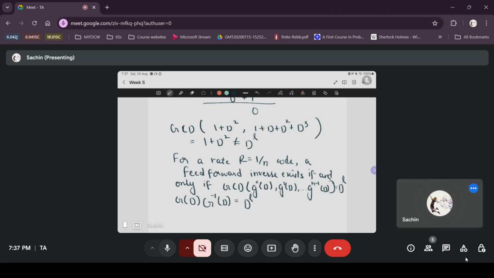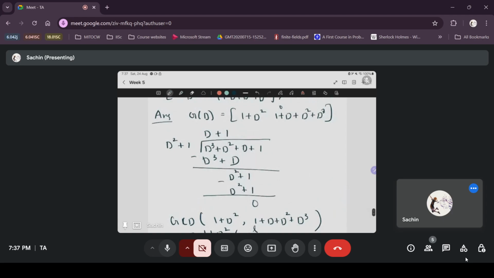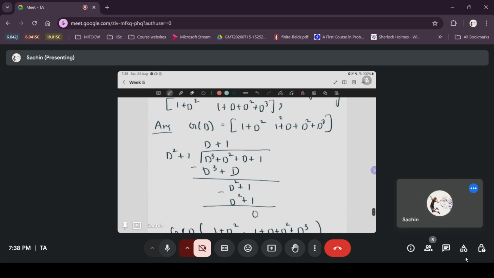All right. So in this question, we did find the GCD, right? 1 plus d square divides 1 plus d square plus d cube. It's d plus 1 times. So d times d square plus 1 is d cube plus d, and 1 times d square plus 1 is 1 plus d square. So d plus 1 times d square plus 1 is 1 plus d square plus d cube. So 1 plus d square divides 1 plus d square plus d cube. That means the GCD also divides 1 plus d square, so 1 plus d square is the GCD of these two.